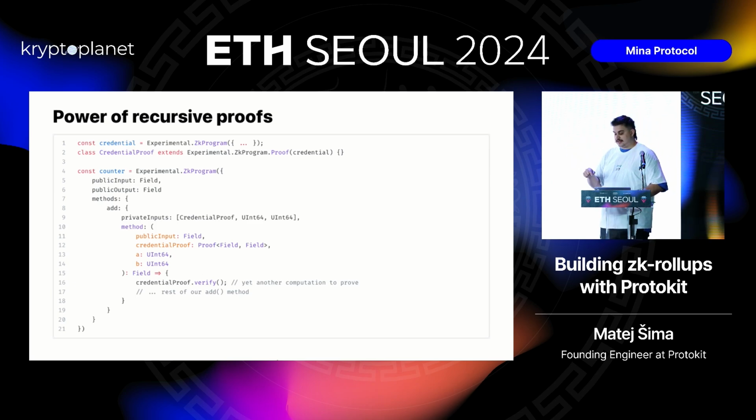And then at line 16, we can verify the proof within the circuit itself, and that is how recursive proofs can be used to compose logic of multiple different smaller circuits into bigger chunks. This is a very, very important technique that unlocks a lot of new interesting designs that wouldn't be possible without proof systems themselves.